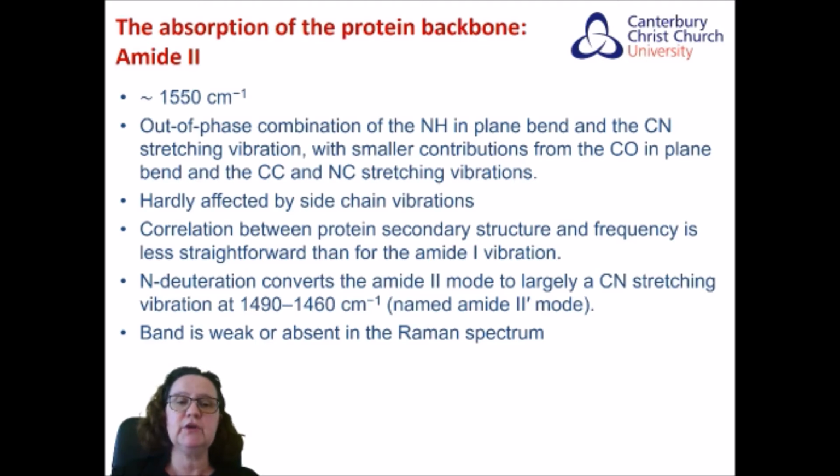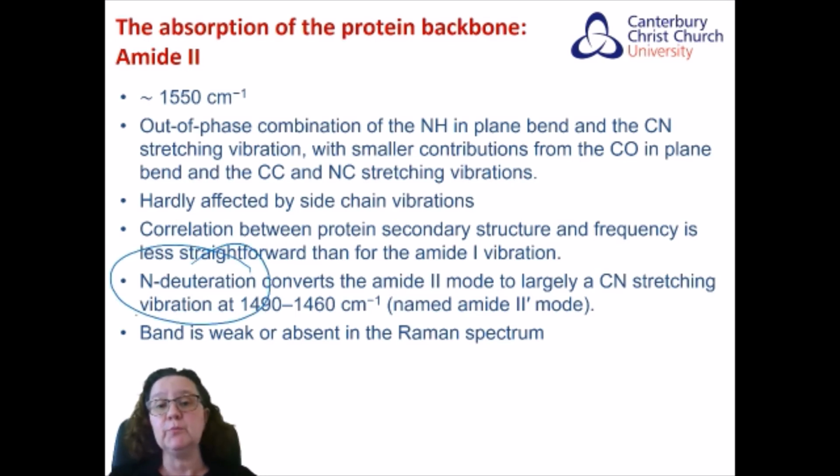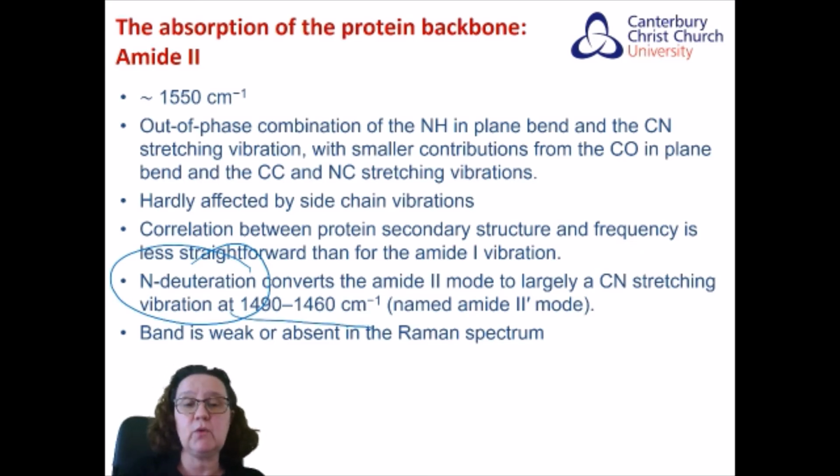It can be useful to look at when performing deuteration studies of the amino groups, because it changes the position of the band quite dramatically, and it is not observed, or is barely observed, if you record the Raman spectrum of your protein rather than the infrared spectrum.